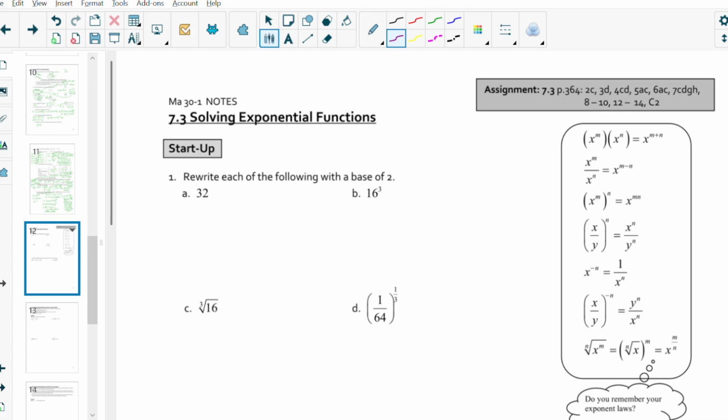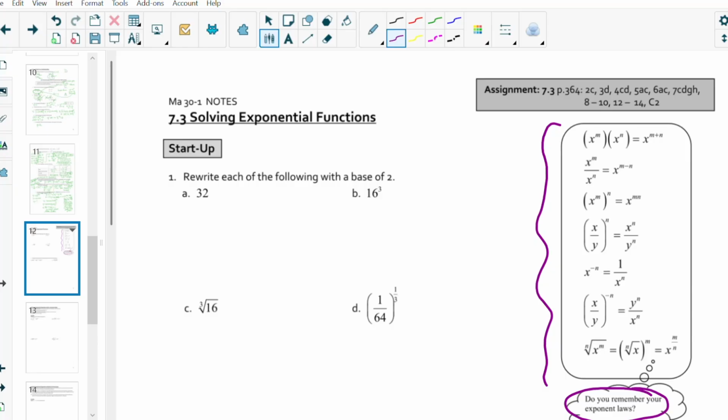Okay, 7.3, last lesson of our unit, solving exponential functions. Rewrite each of the following with a base of 2. So this is review, this is startup. We're going to apply all these wonderful laws of exponents. Do you remember them, right?